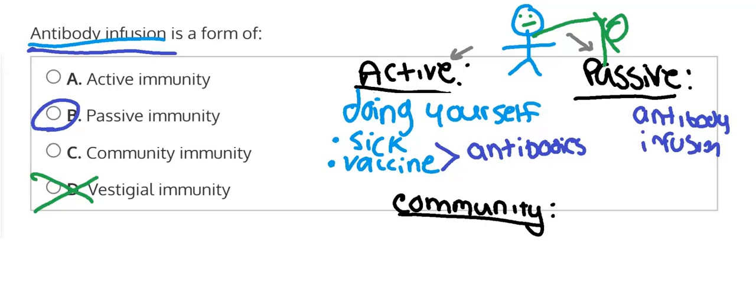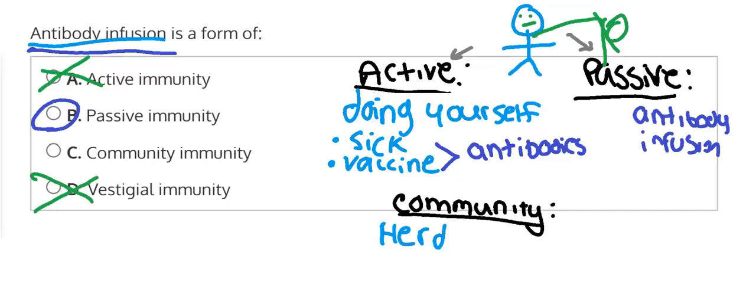So we know active immunity we could eliminate, because that would be where the body develops these antibodies on its own through an illness or through a vaccine. But there's one choice left here, community immunity. An example of community immunity, or maybe you've heard of herd immunity, would be that you develop an immunity just based on your surroundings within the community.